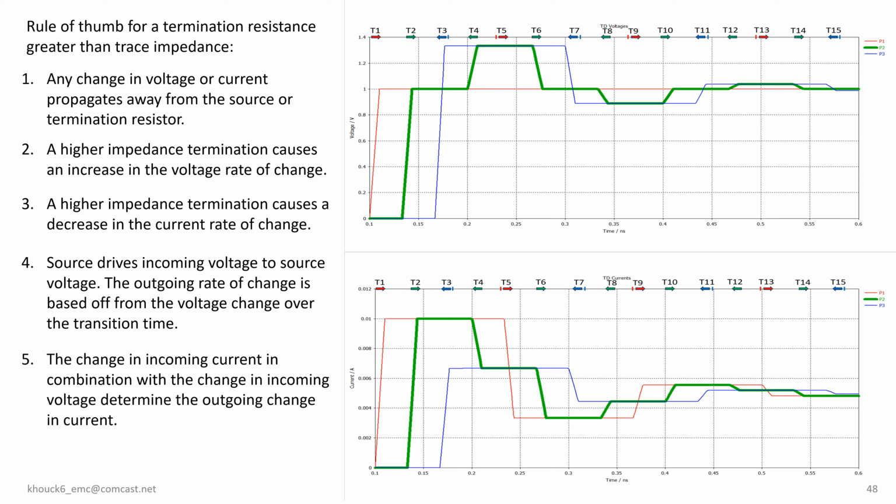At T7, Rule 2 is pertinent as the incoming rate of voltage change escalates due to the higher termination resistor value. Simultaneously, according to Rule 3, the rate of current change decreases owing to the higher termination resistor value. At T8, the changing field waves traverse past the midpoint originating from the termination resistor. Rule 1 is applicable.